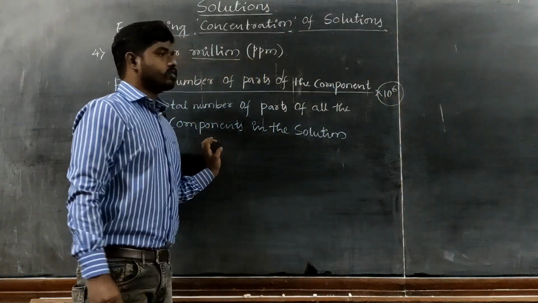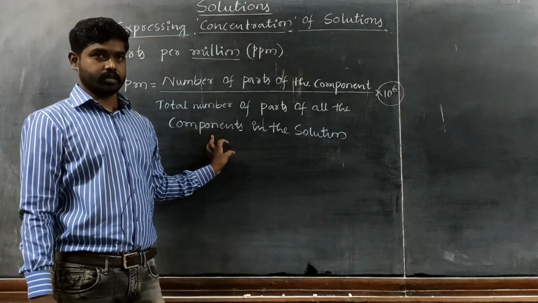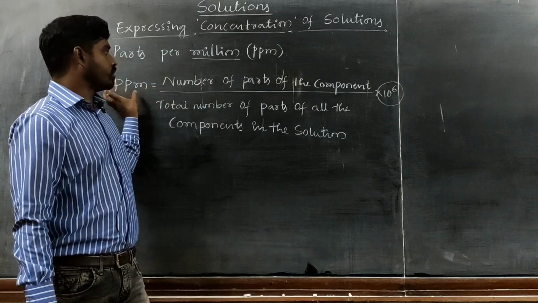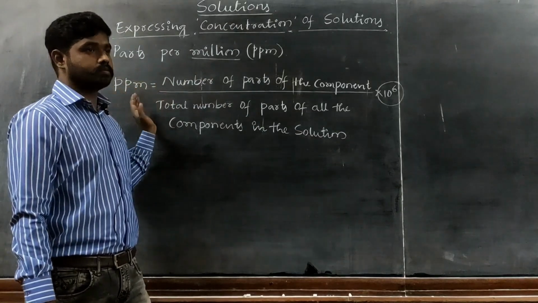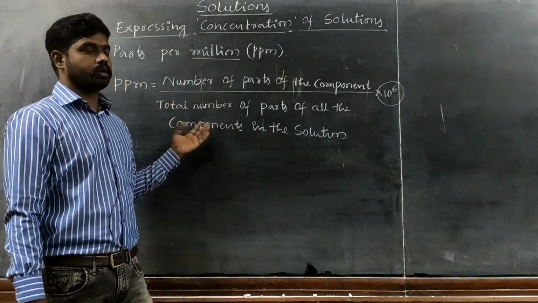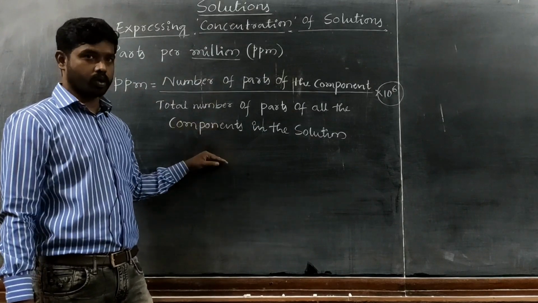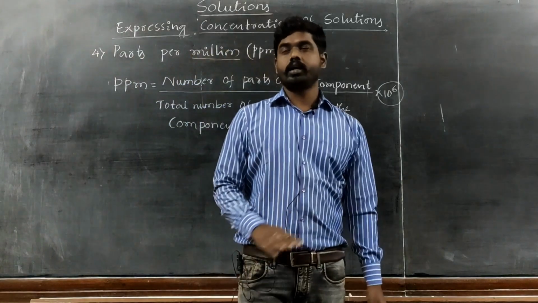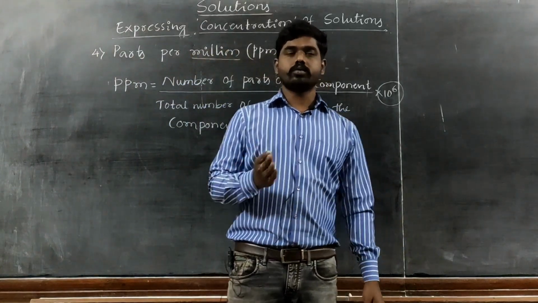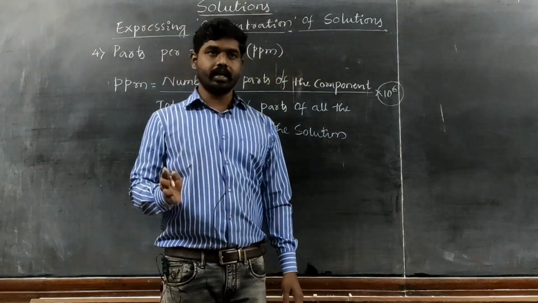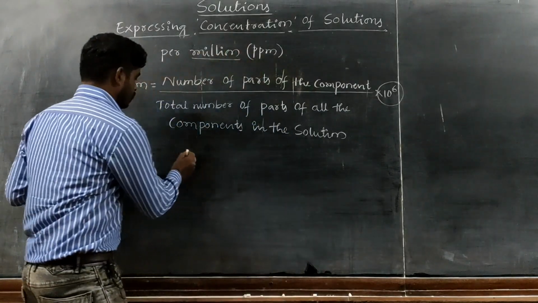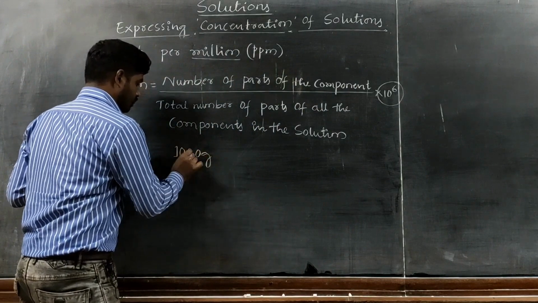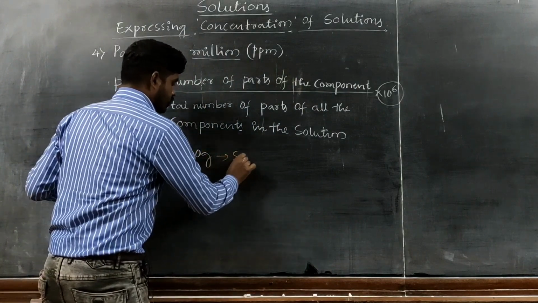As in the case of percentages, parts per million can also be expressed as mass to mass, volume to volume, and mass to volume. For example, 1 liter of seawater weighs about 1030 gram.